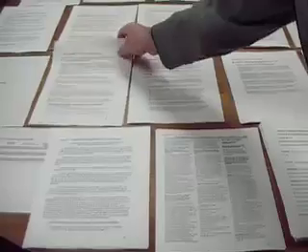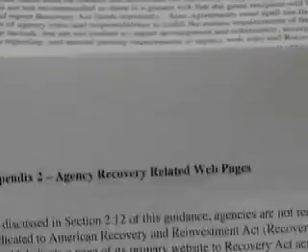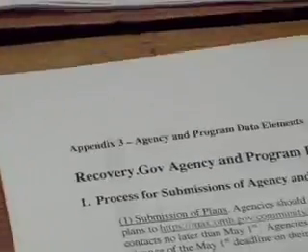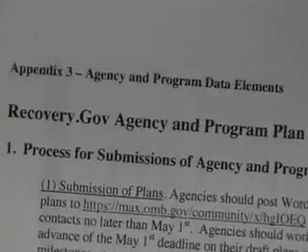We have the appendices, and the appendices get into much greater detail of the data elements that need to be collected. So in Appendix 1, we have detailed instructions on transmitting materials. In Appendix 2, we have further definition around the /recovery web pages. Appendix 3 addresses the program plan requirements.